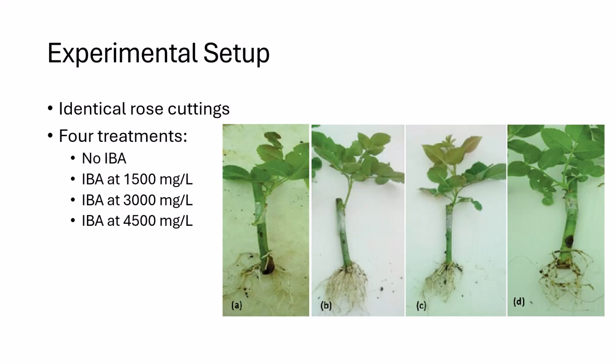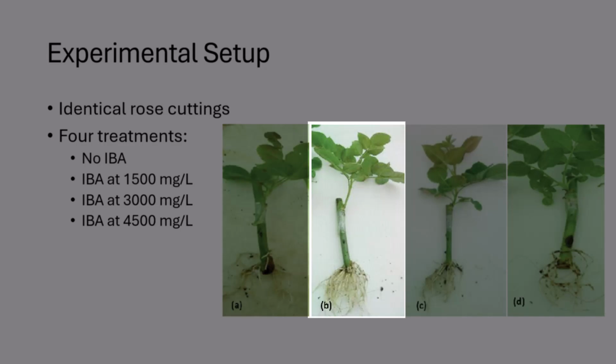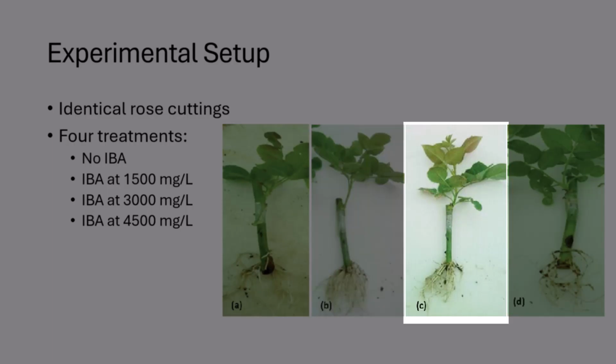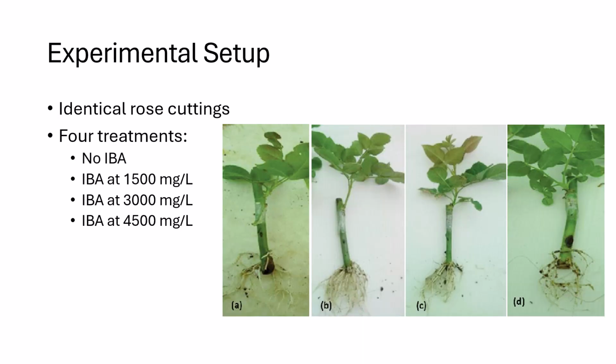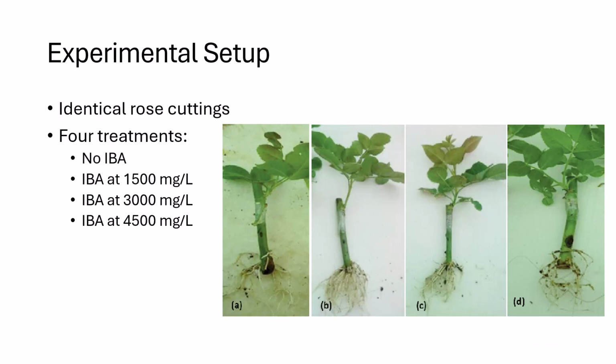In this experiment, identical plant cuttings were used so that the only real difference between groups was the amount of auxin applied. One group received no IBA, another group received IBA at 1,500 milligrams per liter. A third group received IBA at 3,000 milligrams per liter. And a fourth group received IBA at 4,500 milligrams per liter. Everything else, light, water, temperature, and growing conditions, was kept the same. This makes it possible to isolate the effect of hormone concentration on root development.